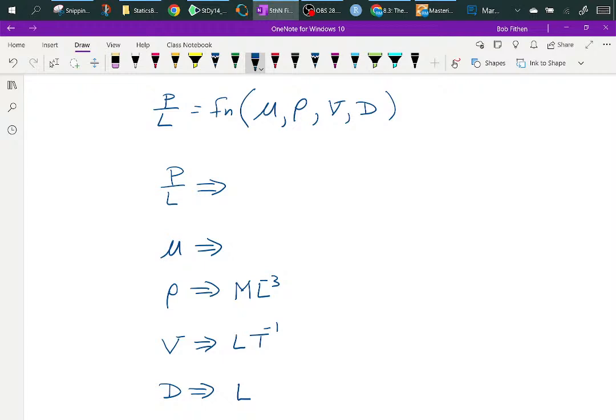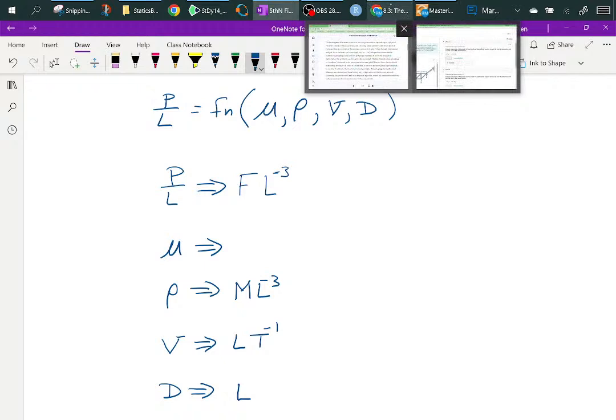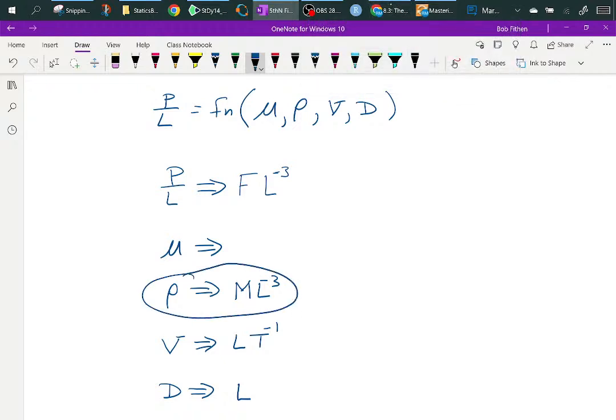This is pressure. Before we had a force over a length squared, but now we have it over another L. So this one I've got to go back and look at. I should know that right off the top of my head, but I'm not going to worry about it. This one? That one's density. What's the one above it? This is viscosity.